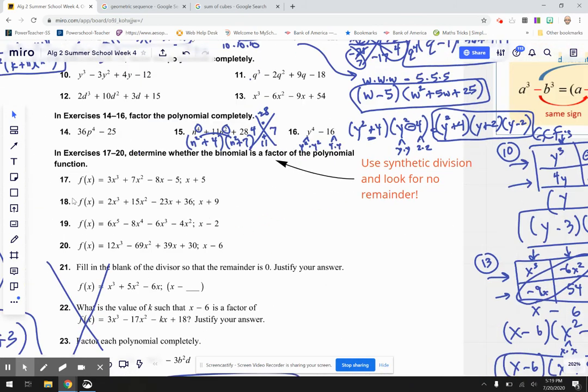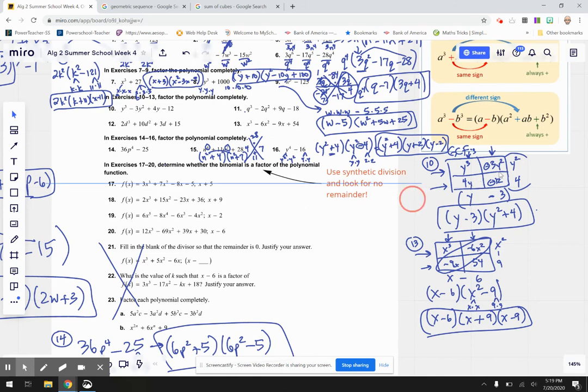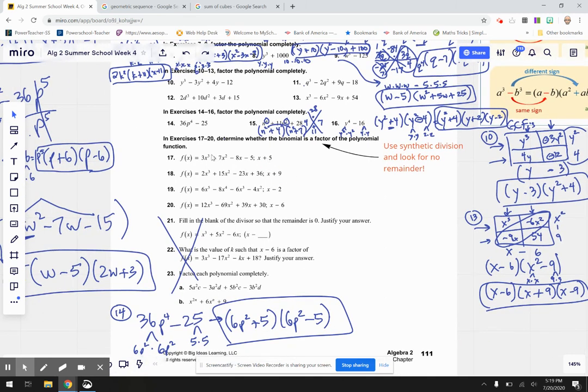All right, last 4 here are wanting to know, is this a factor of this? Is this one right here a factor of this? The only way to tell that is to use synthetic division and see if there's no remainder. And then you'll know that it is a factor. If you remember synthetic division, we want the opposite of that number right there. So we want negative 5. And then we got to put these numbers in. 3, 7, negative 8, and negative 5.